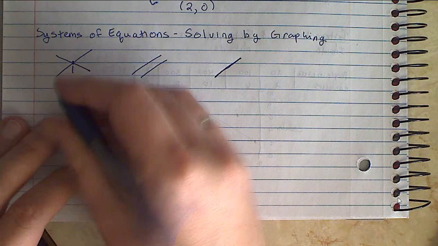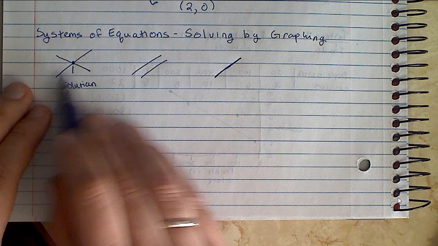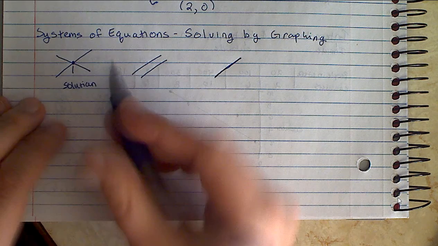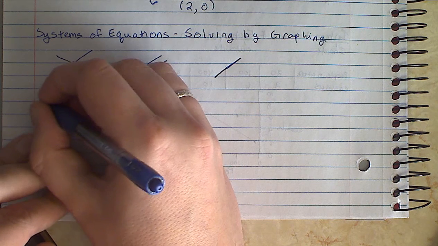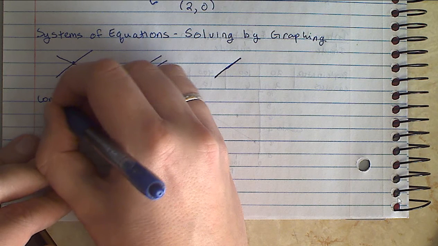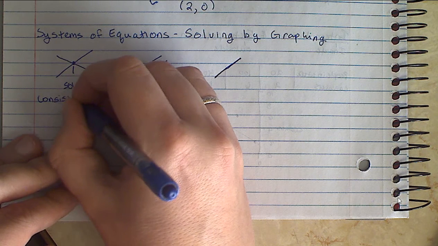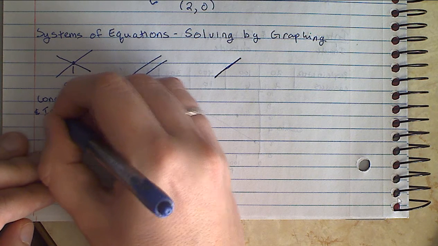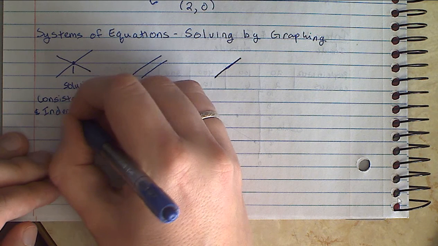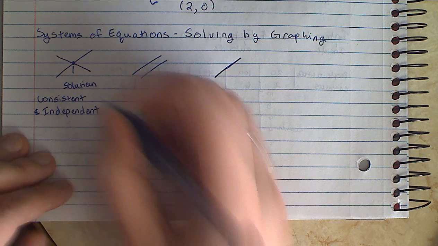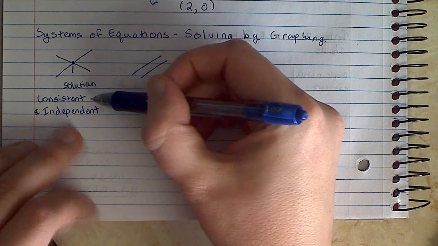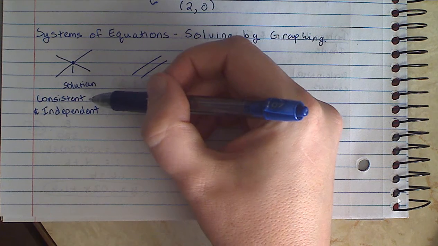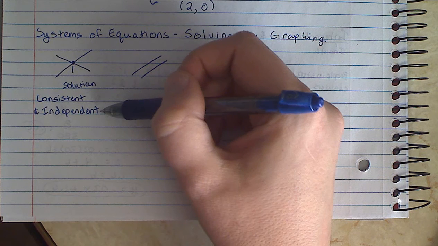I'm going to tell you if these two lines will intersect once and they have one solution, it's called consistent and independent. And I like to think of it, so consistent means that they have a solution, and independent means that they're both like their own lines.